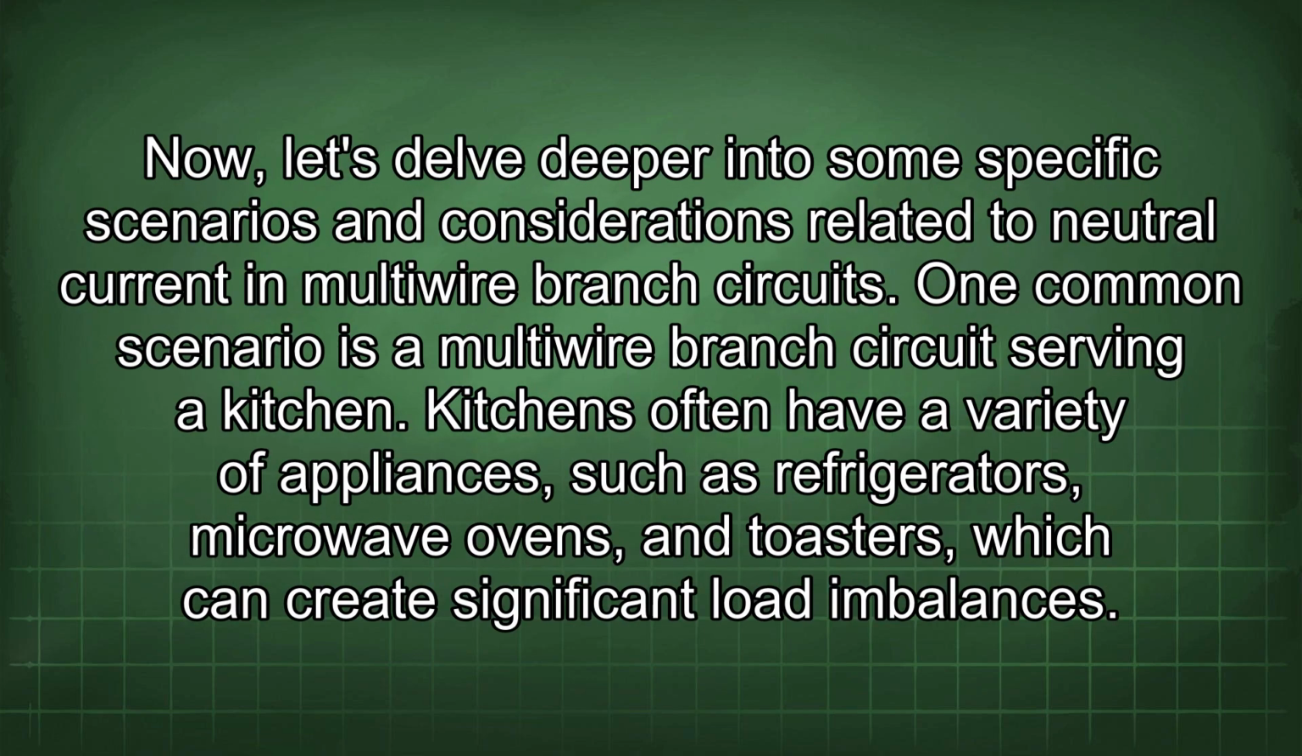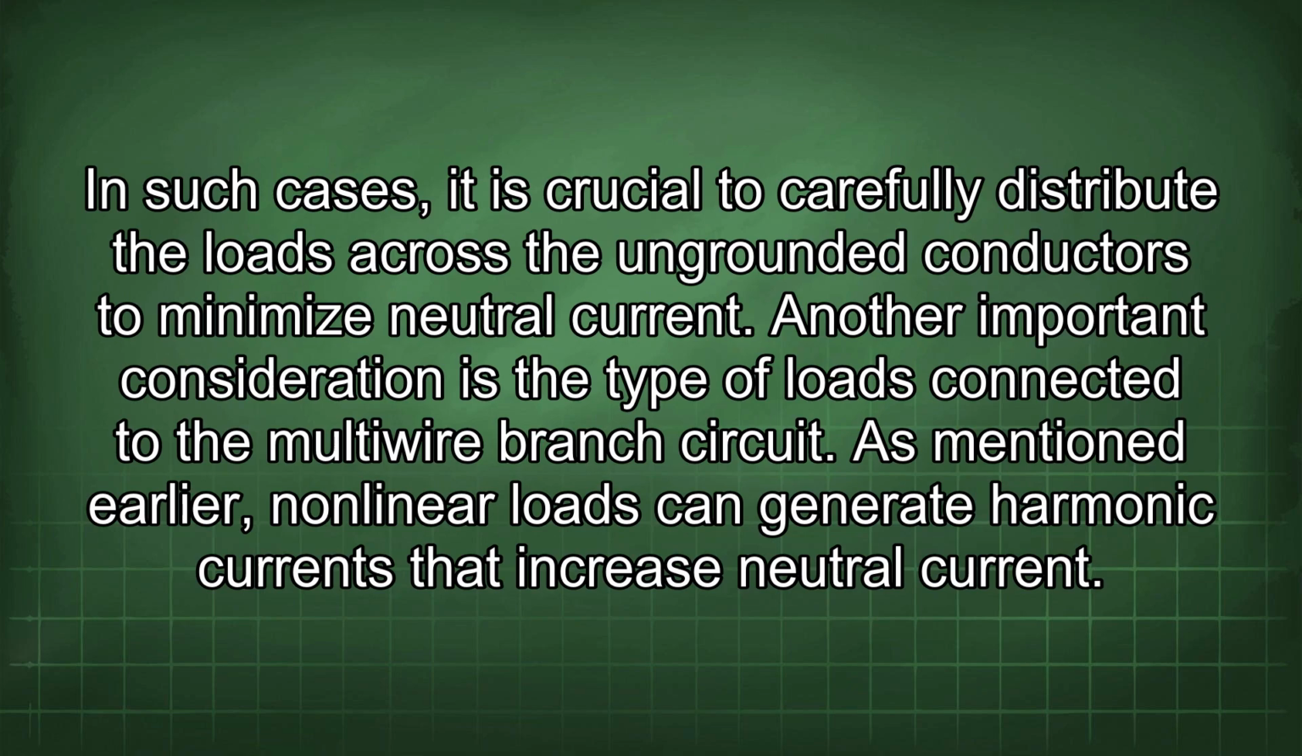Now let's delve deeper into some specific scenarios and considerations related to neutral current in multi-wire branch circuits. One common scenario is a multi-wire branch circuit serving a kitchen. Kitchens often have a variety of appliances such as refrigerators, microwave ovens, and toasters, which can create significant load imbalances. In such cases, it is crucial to carefully distribute the loads across the ungrounded conductors to minimize neutral current.